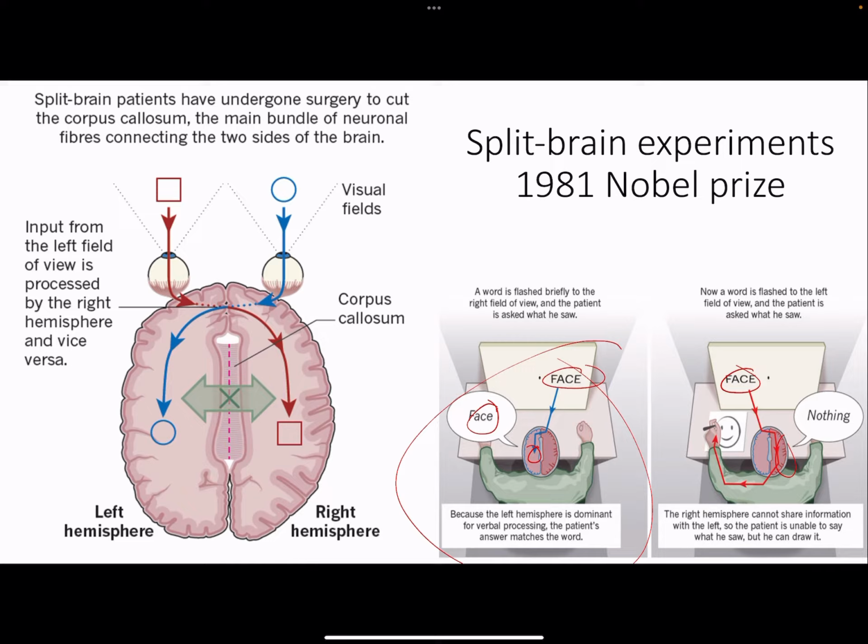But the writing skills are intact just on the right part of the brain. So they say, I don't see anything. That's the left brain being unaware because it can't communicate with the right brain. But the right brain can control the left arm to write that they see a face.